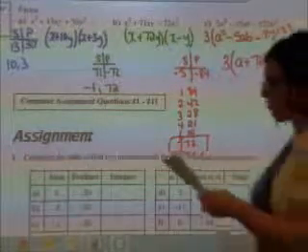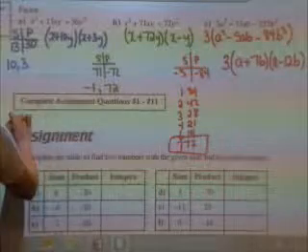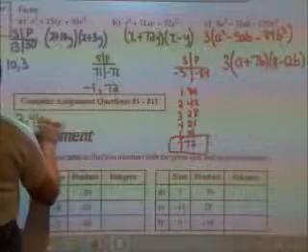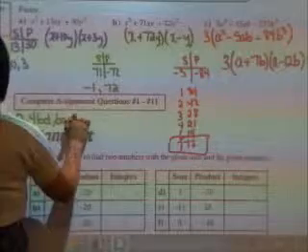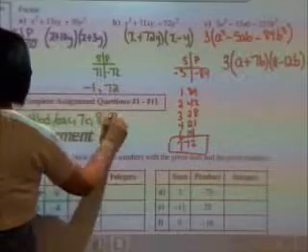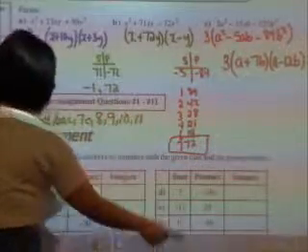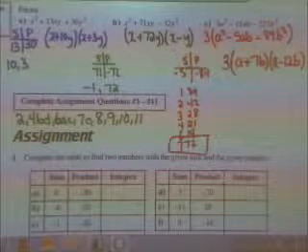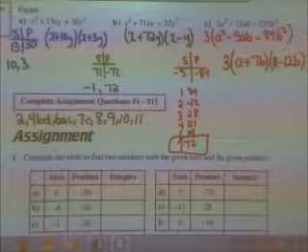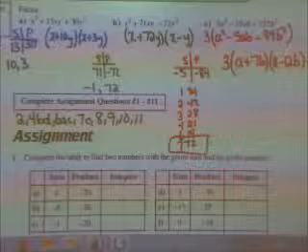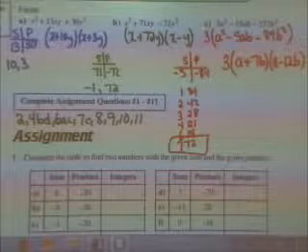So your questions are 2, 4b and d, 7a and c, and then 8, 9, 10, and 11.